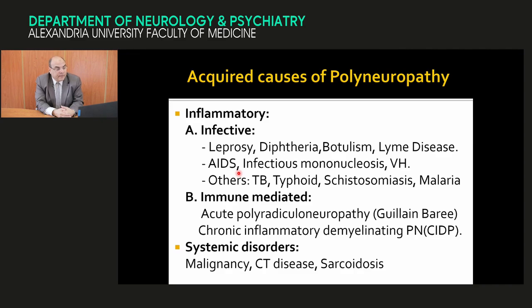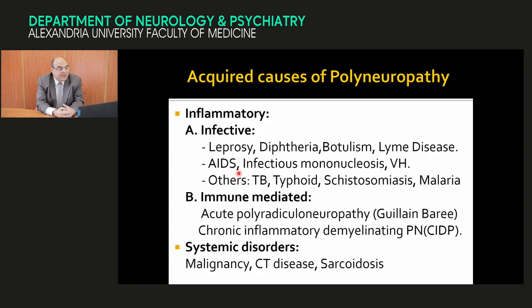Bacterial, like leprosy, diphtheria, botulism, and Lyme disease. Viral, like HIV, viral hepatitis, infectious mononucleosis, and cytomegalovirus. Systemic causes like TB, typhoid, chikungunya, and malaria. On the other hand, the inflammatory may be immune mediated, and the best example is acute polyradiculoneuropathy or Guillain-Barré syndrome, or its chronic variant, chronic inflammatory demyelinating polyneuropathy or CIDP.